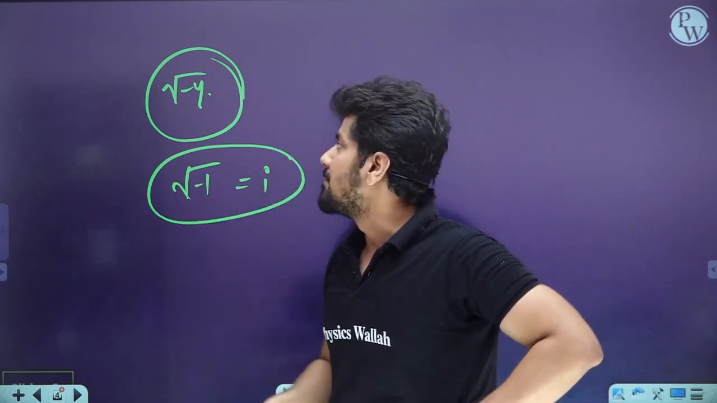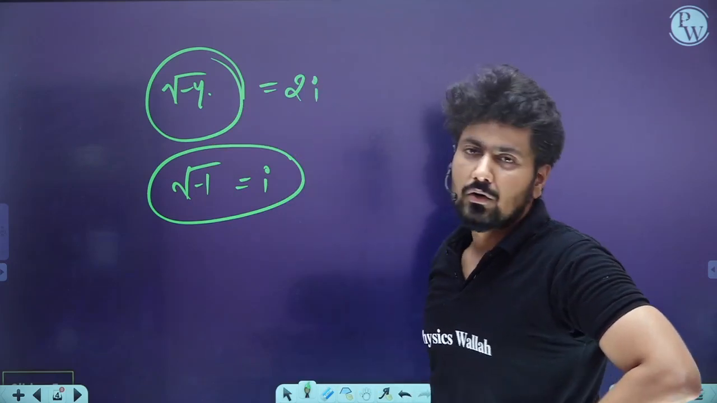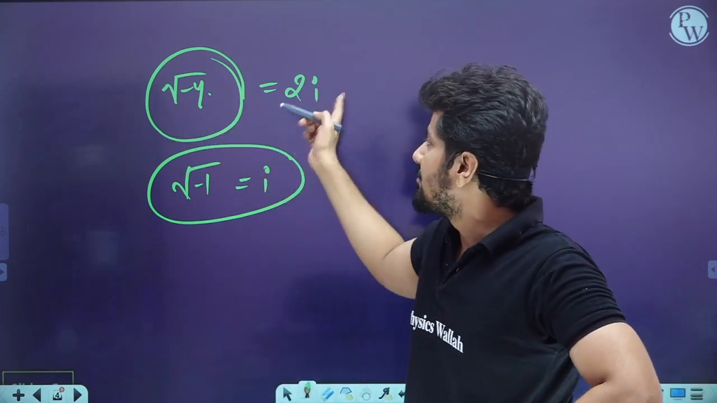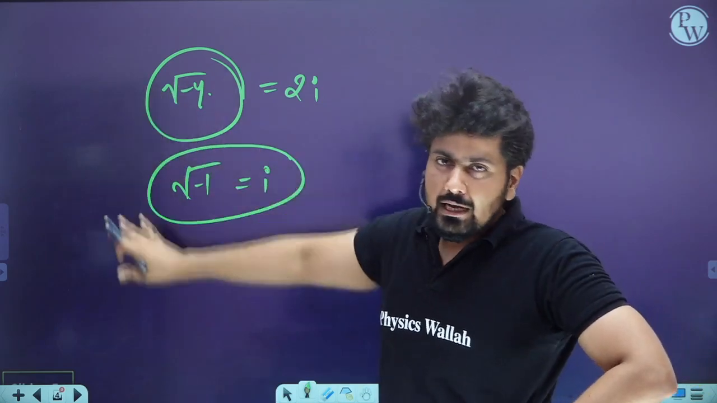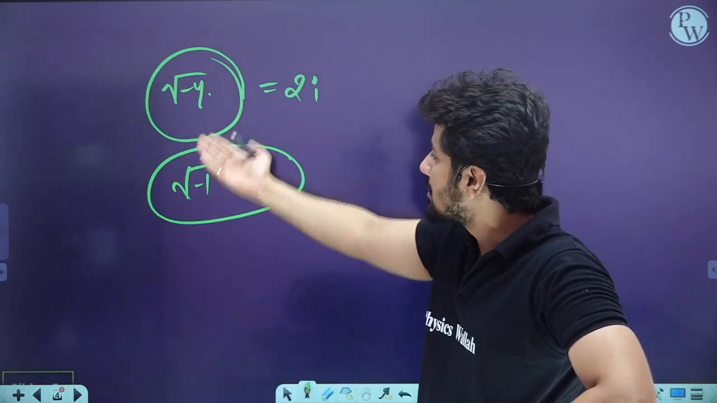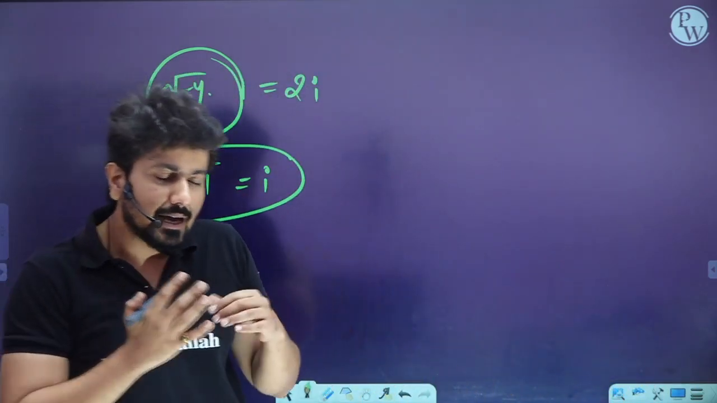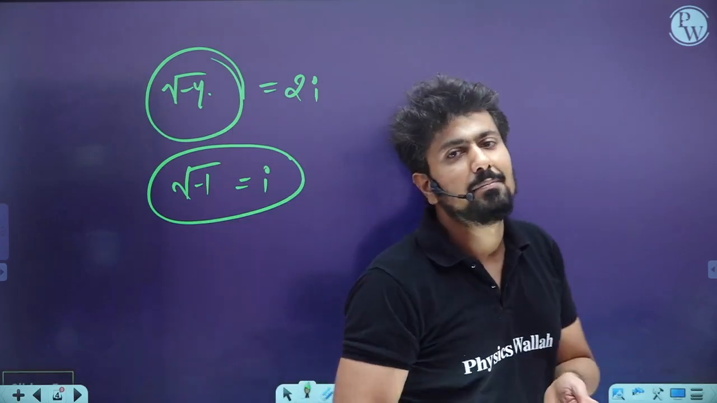This is an imaginary number. So under root of minus 4 is nothing but 2 iota. Under root of 4 into under root of minus 1, that is 2 iota. So don't worry about this part, I'm just giving you a quick glance about what imaginary numbers are. If there is a negative inside the under root, that number is an imaginary number.